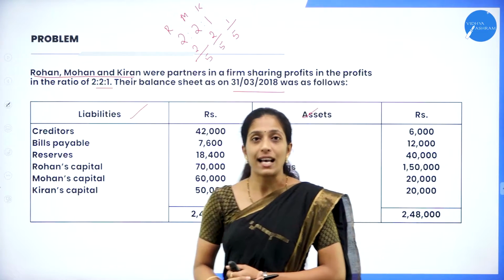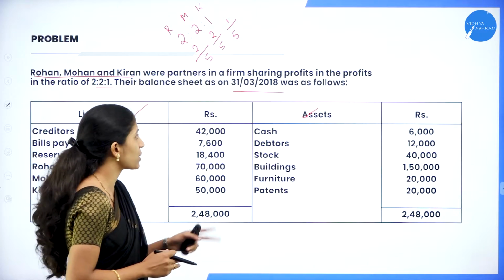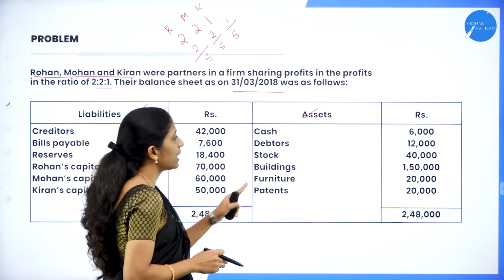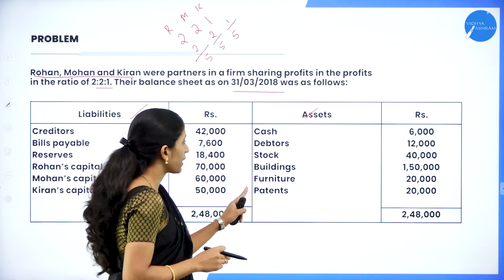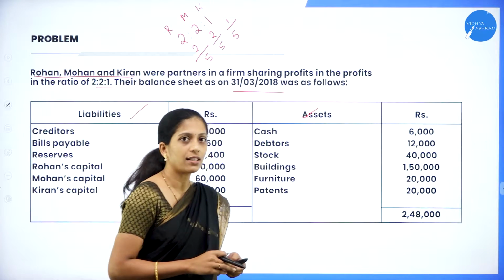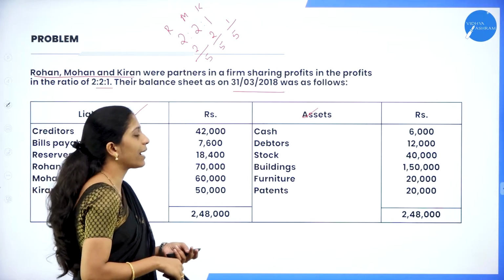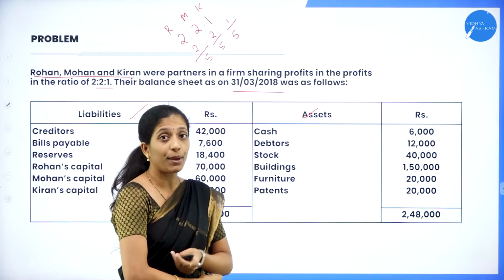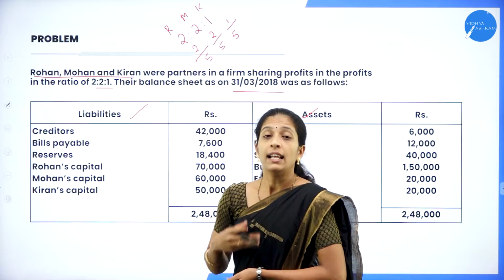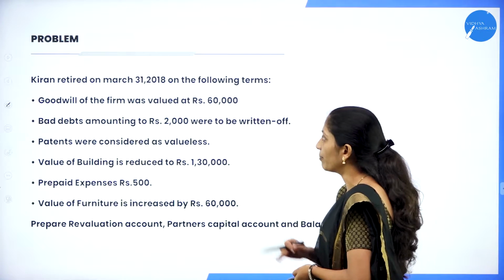Now coming to the asset side, we have certain assets here. Cash they have given 6,000, debtors 12,000, stock 40,000, building 1,50,000, furniture 20,000 and patents 20,000. So the total of both assets and liability is 2,48,000. And remember, this is a balance sheet before the retirement of a partner. Let us see now who have retired from the partnership firm.